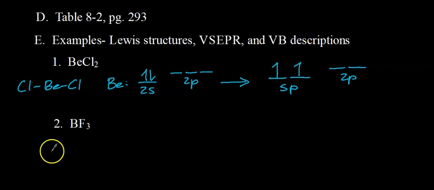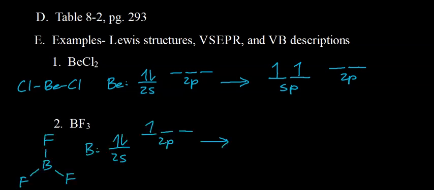Let's try another one. Draw the Lewis structure for BF3. Don't really care about the lone pairs on the fluorines. And go ahead and pause the video if you need to draw the atomic orbitals of boron. So in this molecule, boron forms 3 covalent bonds. In order to form 3 covalent bonds, boron needs to form 3 half-filled orbitals.